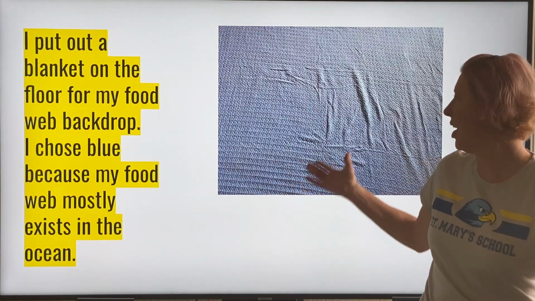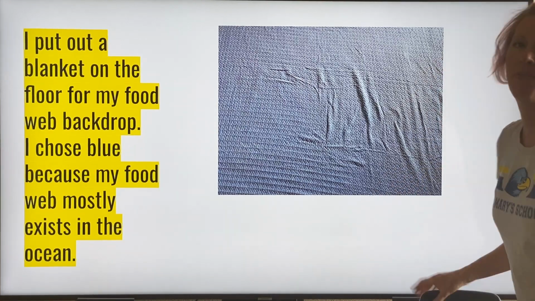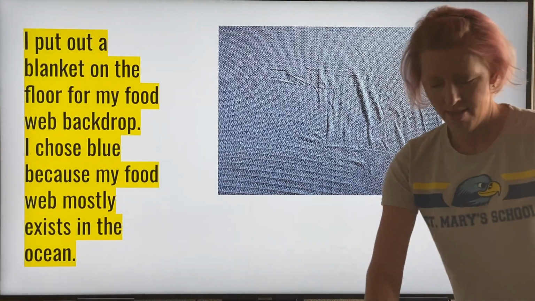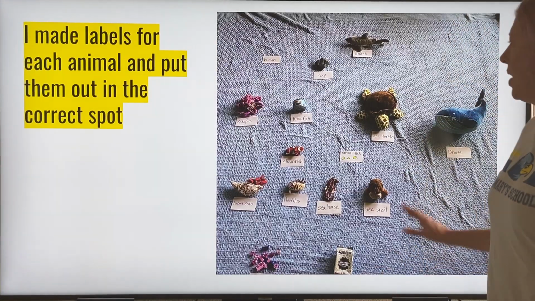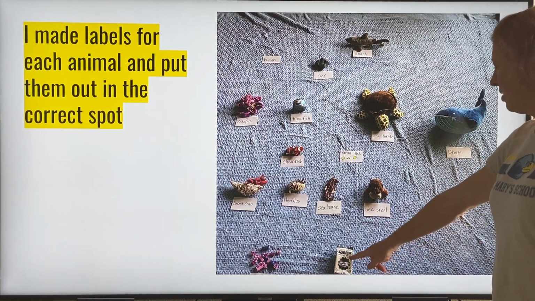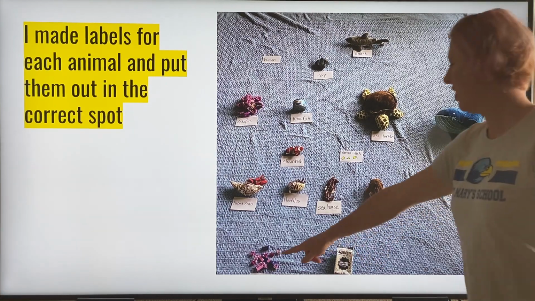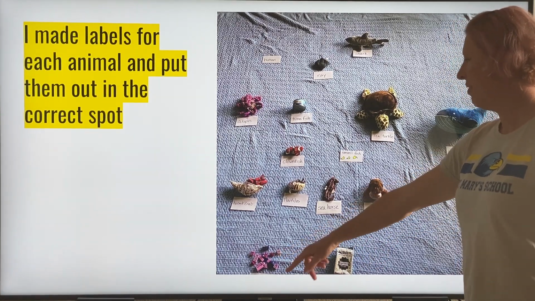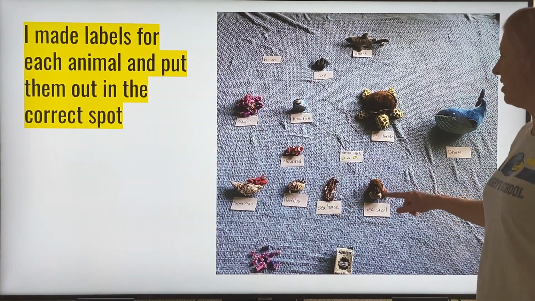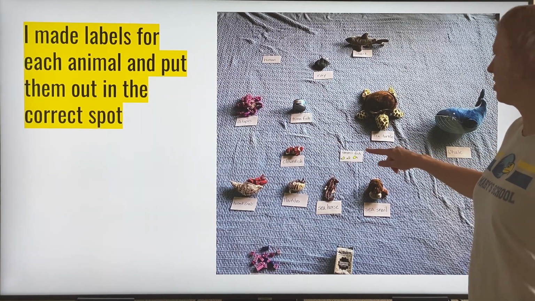So I started out, I just put down a blue blanket because my food web is in the ocean. I'm just moving some stuff out of the way here. Then what I did was I laid out all of these animals. So I had some roasted seaweed, which was my plants. I used some Legos to show plankton. Then I have a stuffed animal of a hermit crab, a nautilus, a seahorse, a sea snail, a clownfish, and then I just drew some small fish because I didn't have any other small fish.